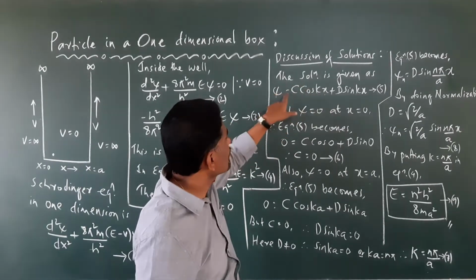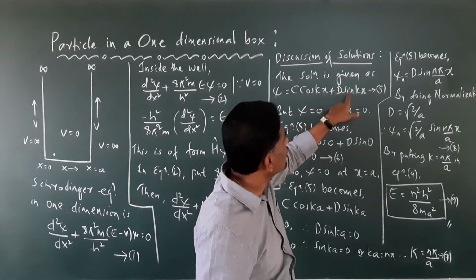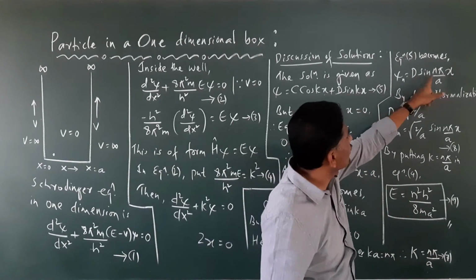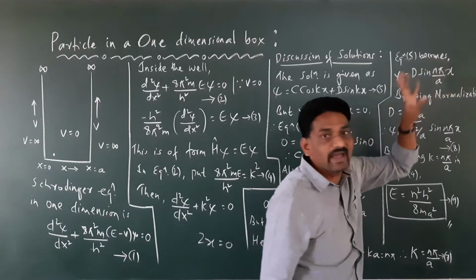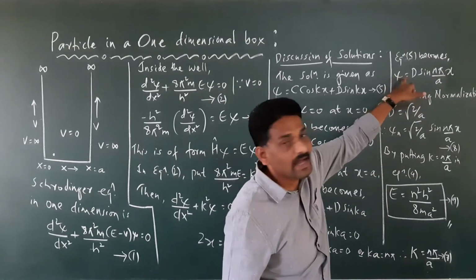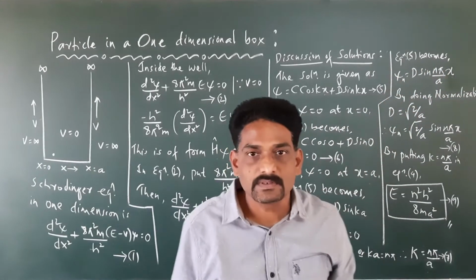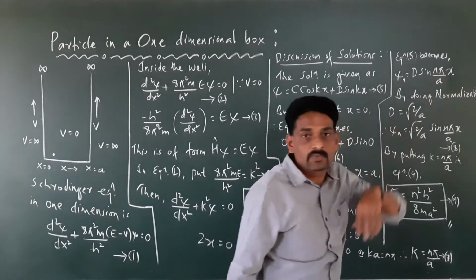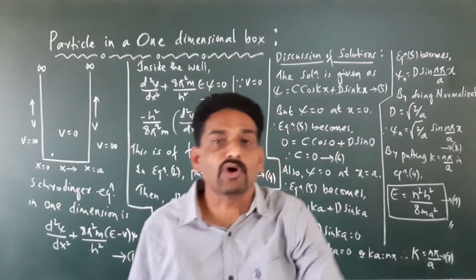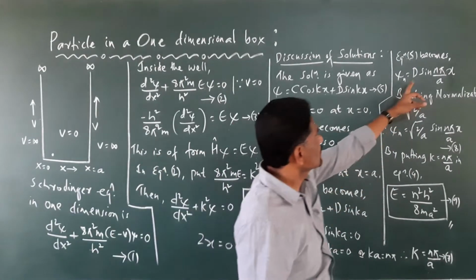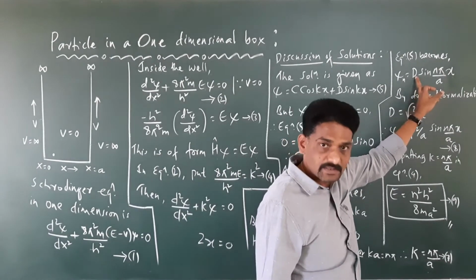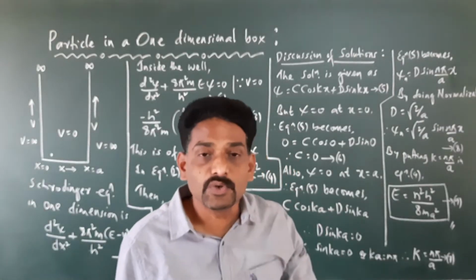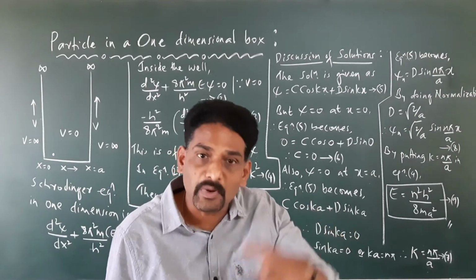So we get psi equals d sin, where k is replaced by n pi by a. So d sin(n pi by a into x), which we call psi n in general. Here we have got one more constant. What is that constant? It is d. In order to calculate the value of d, we do the normalization.